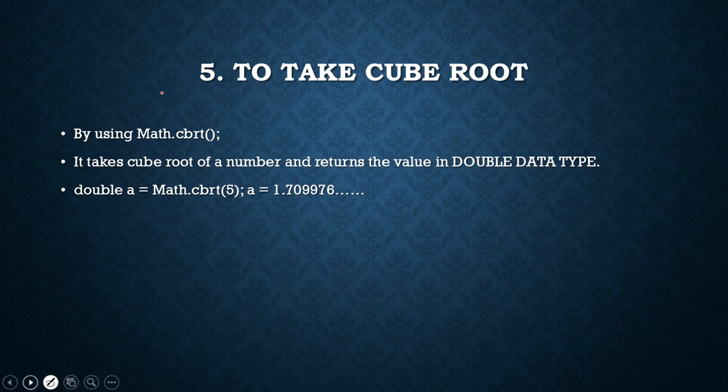Cube root. To take the cube root, we use math.cbrt. Like cube root of 5. If you take cube root of 5, what will it give? 1.70996 dot dot dot. It will continue on, and it returns the answer in double type. So that's all double type.